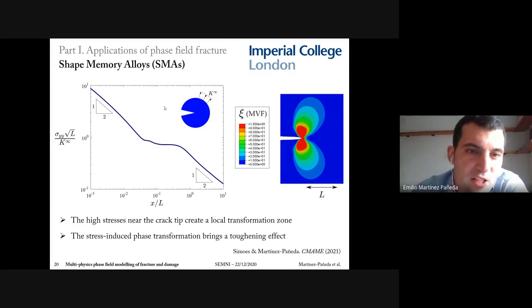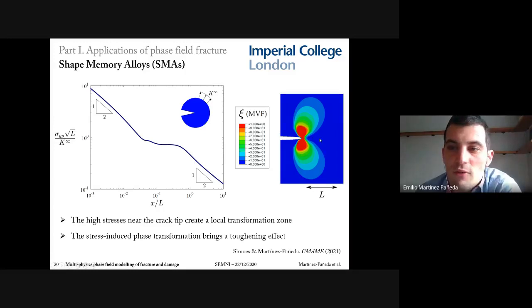From a fracture mechanics perspective, what is most interesting is that the high stresses present at the crack tip will trigger a stress-induced phase transformation. And as a consequence, there will be a small region at or near the crack tip where the material is in its martensitic phase. You can see that in the slide for a calculation of a stationary crack, so no phase field. On the right, you can see the contours of the martensitic volume fraction. And on the left, you can see the stress distribution ahead of the crack tip in a log-log plot.